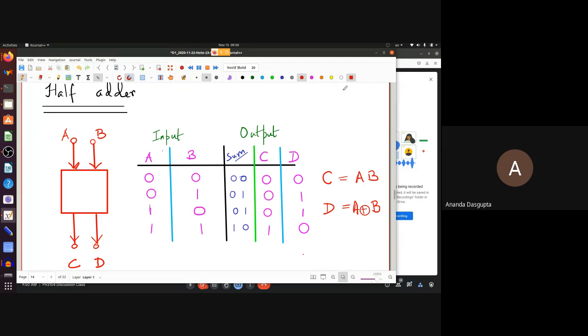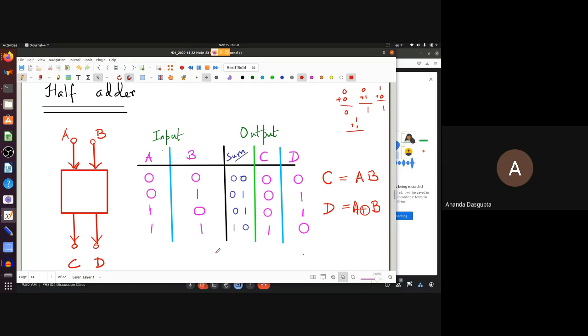The answer is simple. If you add a 0 to a 0, what do you get? Think of these as actually binary numbers and not Boolean variables. So this is real addition. So what is 0 plus 0? It's obviously 0. What's 0 plus 1? It's again obviously 1. What's 1 plus 0? That's again obviously 1. What's 1 plus 1? How much is 1 plus 1?